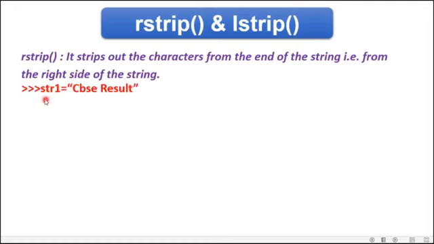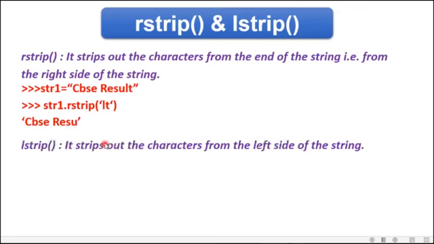For example, we are saying str1 is equal to CBSE result. This is my string. And now if I want to remove LT from the given string, so I'll be applying the rstrip function because LT is the part of my string which is written at right hand side. So from the right hand side, if I want to remove any character, I can use rstrip and I'll get this result. So the rest of the string is displayed apart from these two characters which are stripped out.